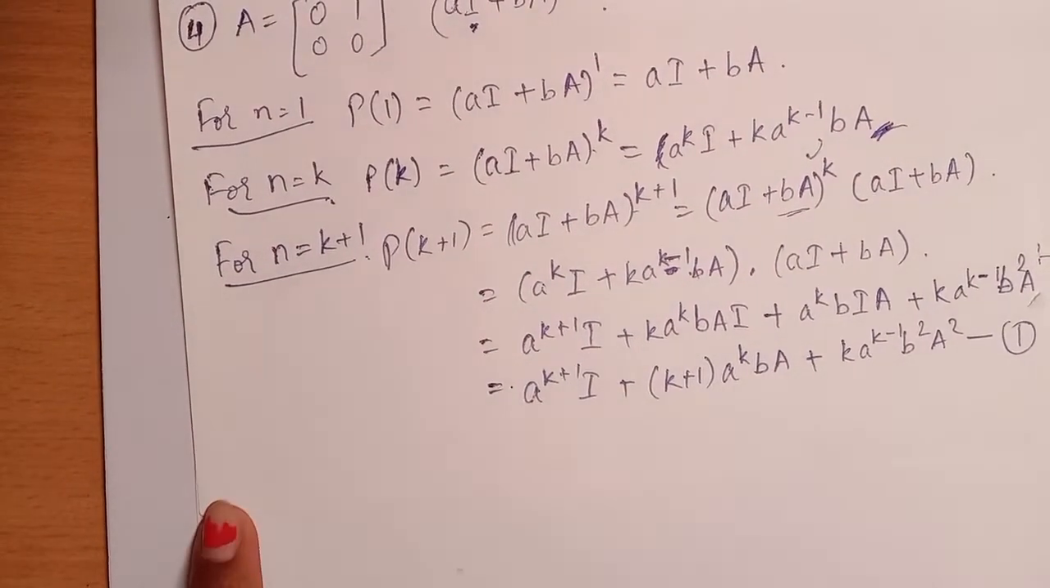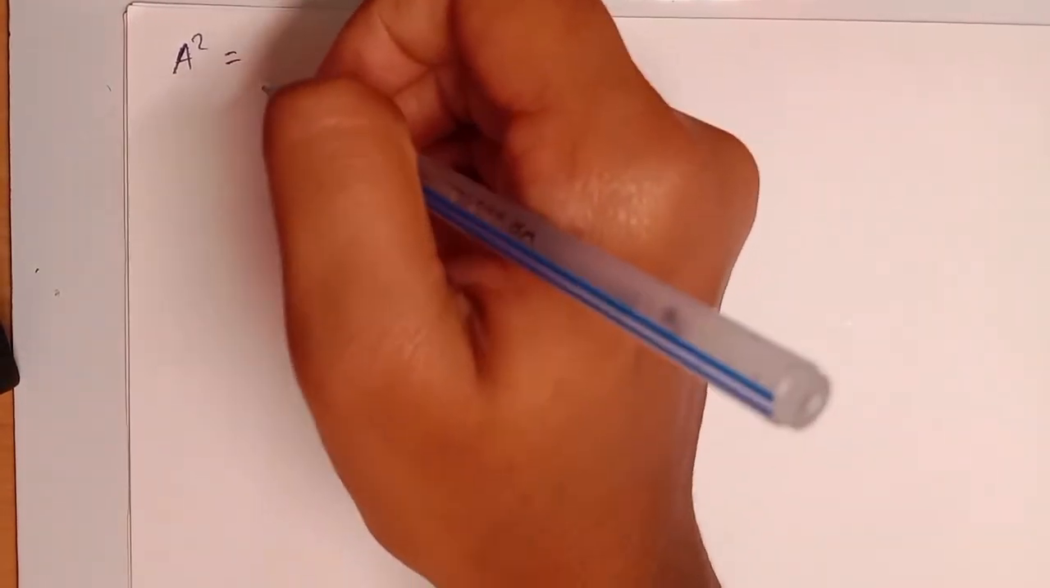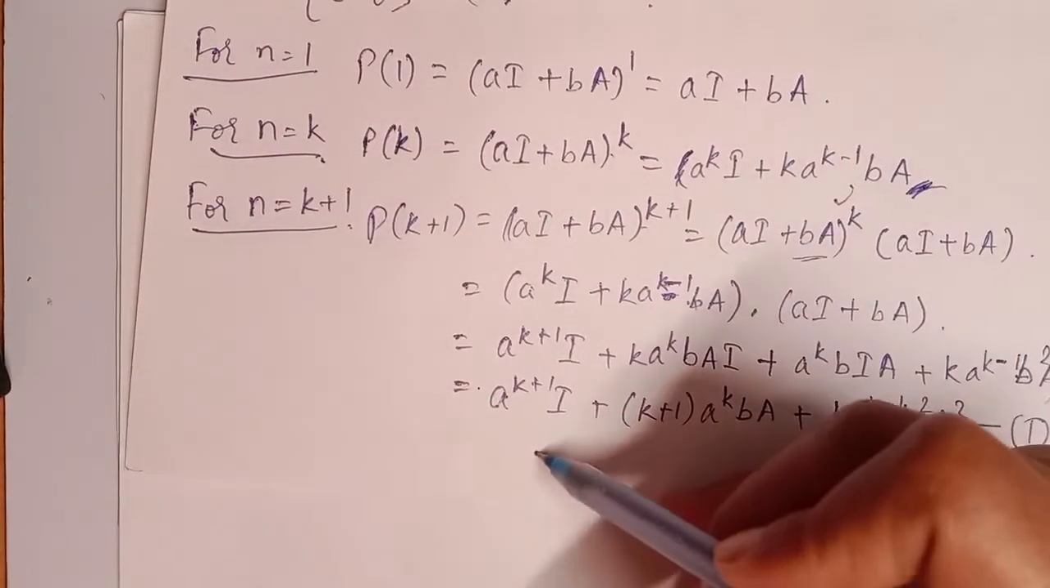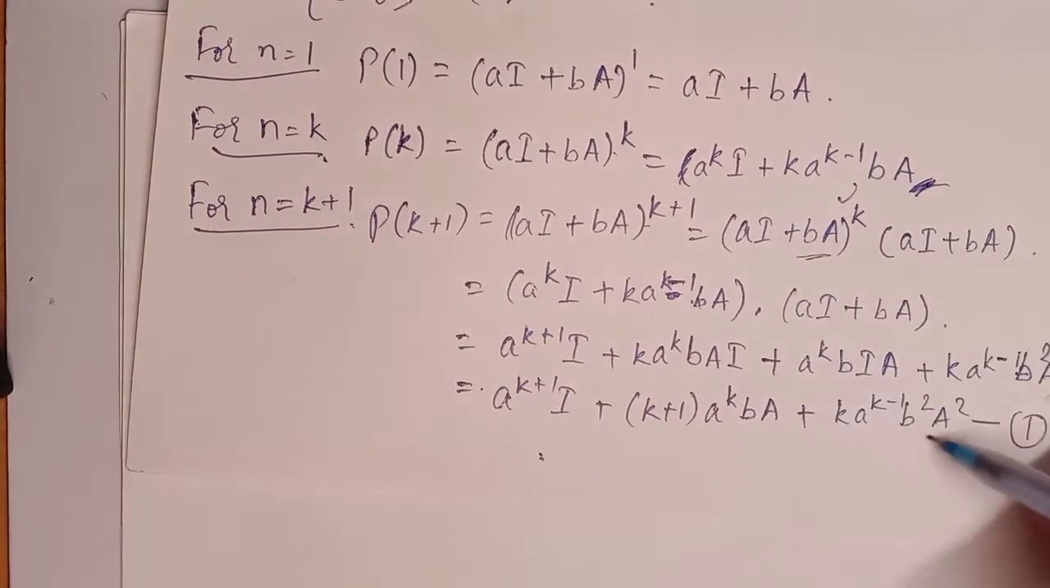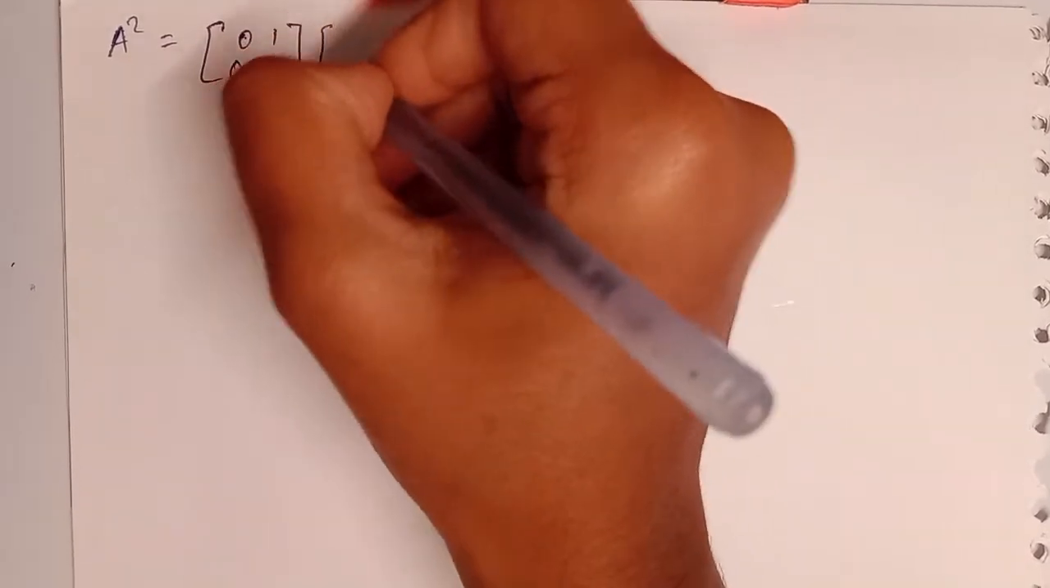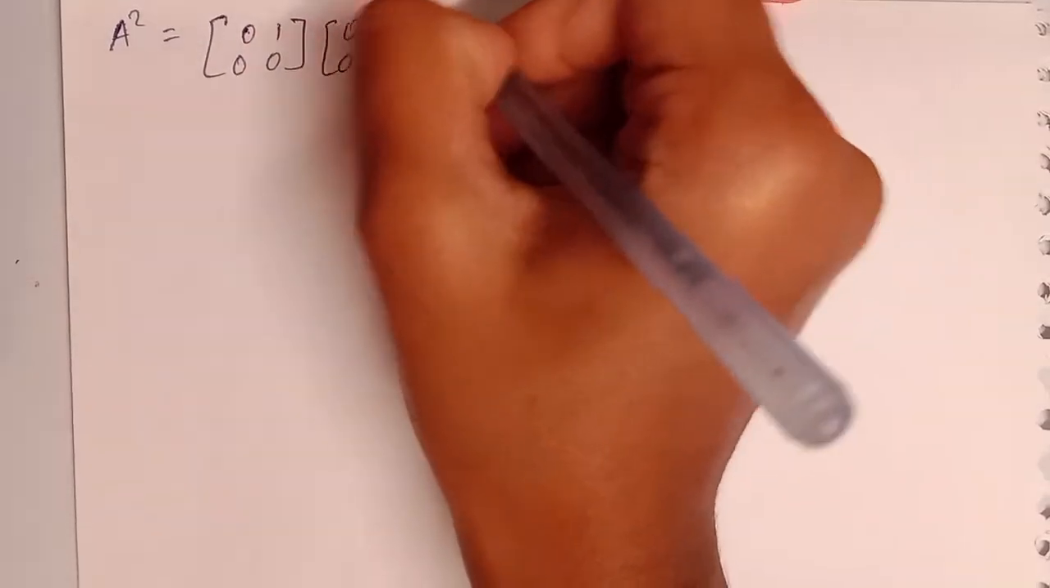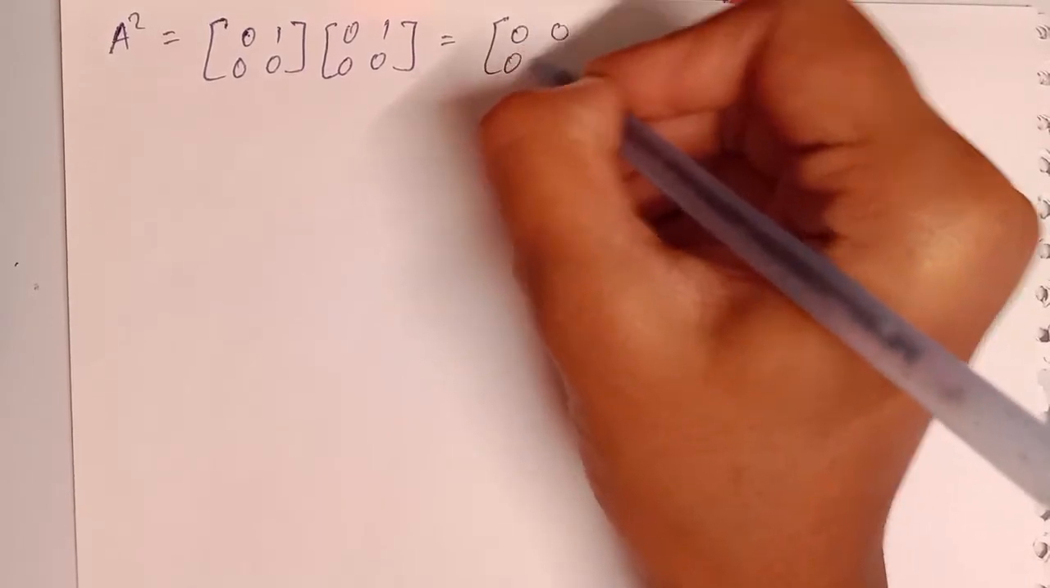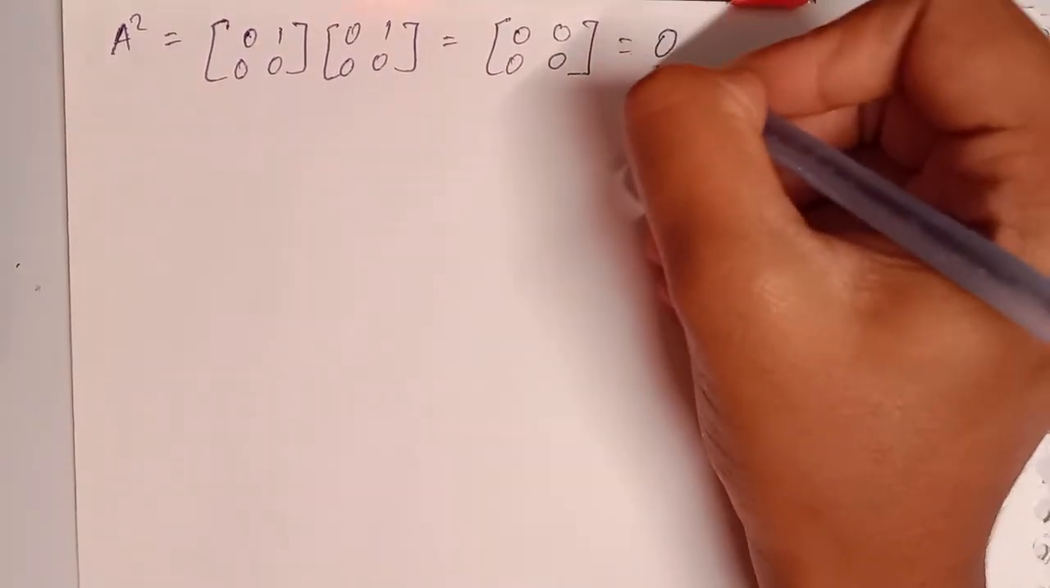Now A square is equal to, we are trying to find A square to substitute in the previous thing, like here we did. So here we want to substitute A square so that we'll get an answer for this thing. A square is equal to 0 1 0 0 into 0 1 0 0, which is equal to 0 0 0 0. So this becomes a null matrix.